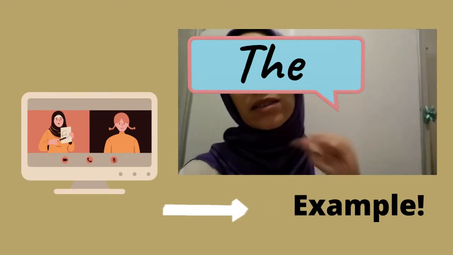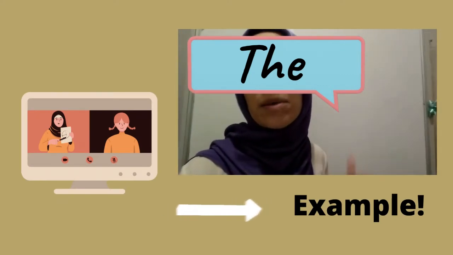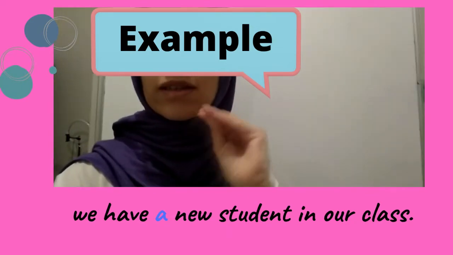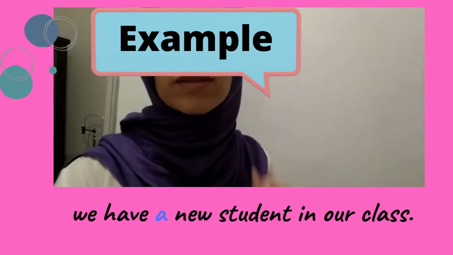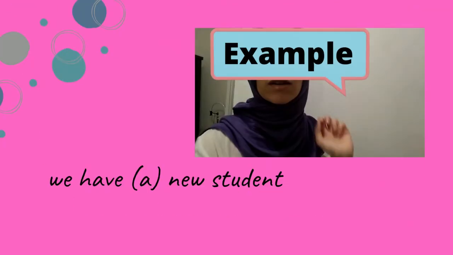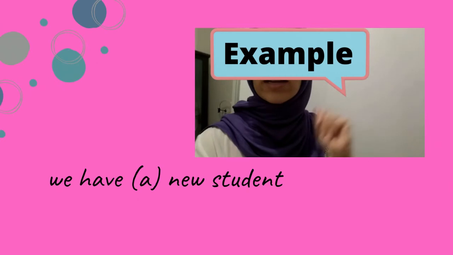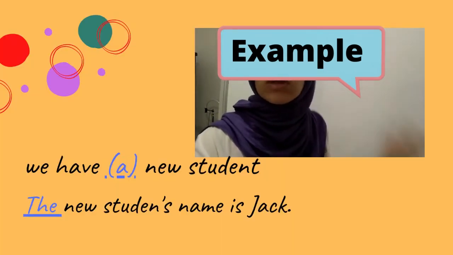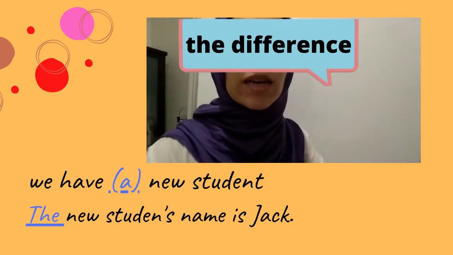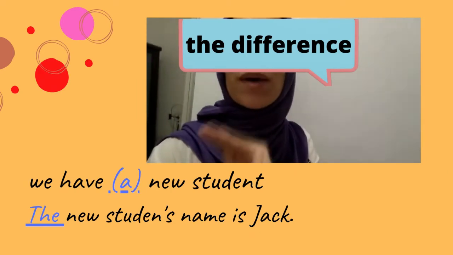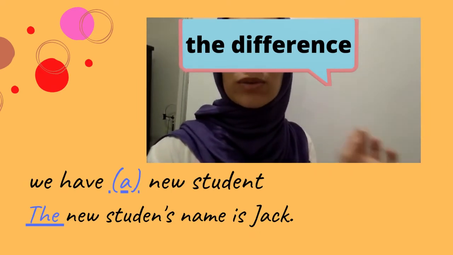So let's look at this example to understand the idea better. For example, we have a new student in our class. Sentence number 2. The new student's name is Jack. What does that mean? If you look at the first sentence, we used a. Why? Because we don't know who this new student is. We have no idea about the name, about the level, nothing. And that's why we used a.